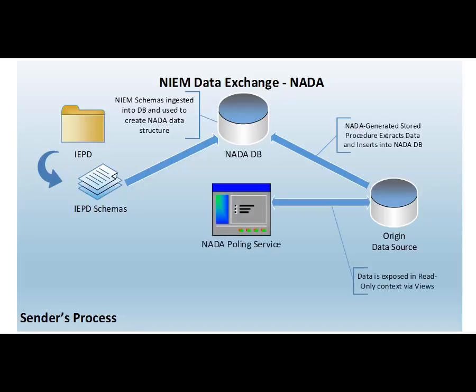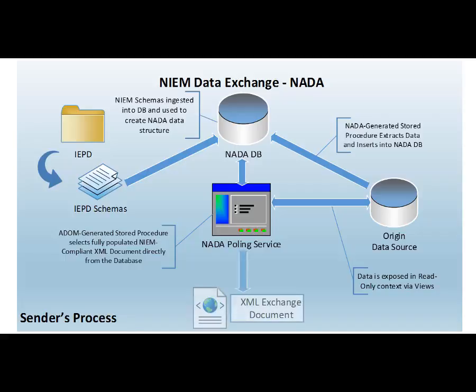The next component of the NADA solution is a polling service which looks for new data that needs to be sent. The NADA polling service then calls an ATOM-generated stored procedure which selects the fully populated NIEM-compliant XML document directly from the database. Then the XML document is sent to the receiving entity's service.